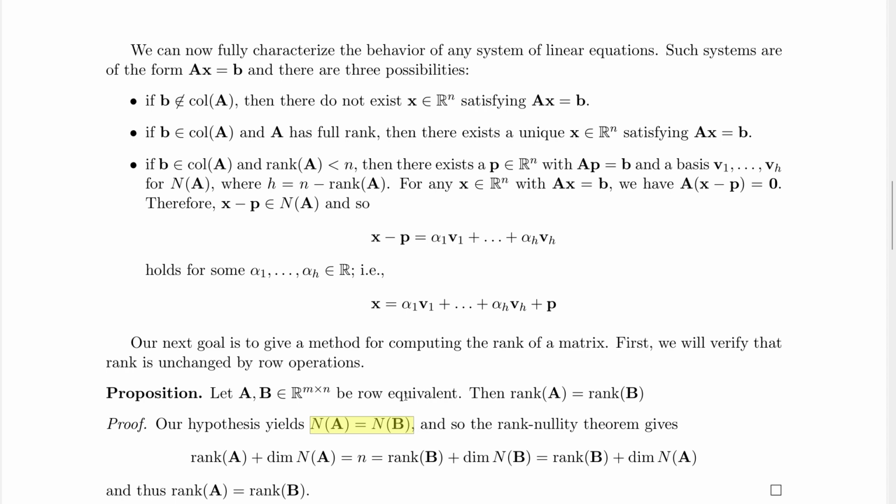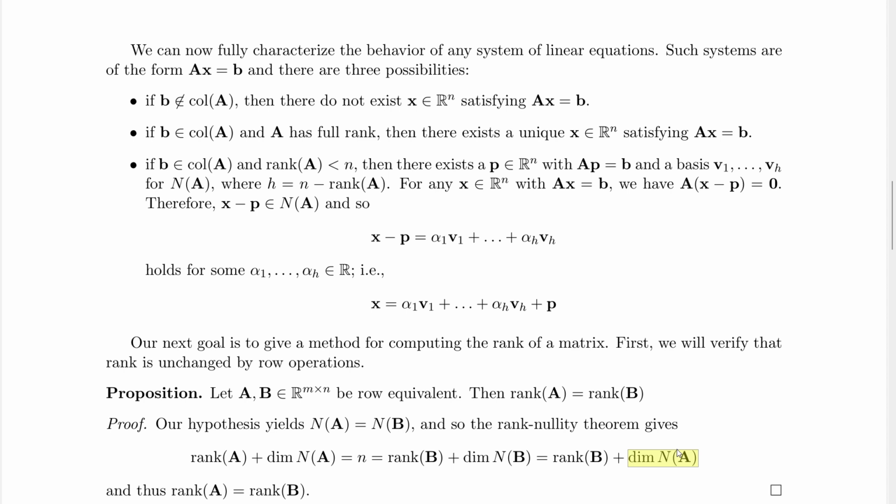And by the rank nullity theorem, the rank of A plus the nullity of A has to equal the number of columns, and that's true for the matrix B as well. But the nullity of B is the same as the nullity of A, so those cancel and give me that the rank of A is equal to the rank of B. Hey, the rank nullity theorem doing us a solid with that.